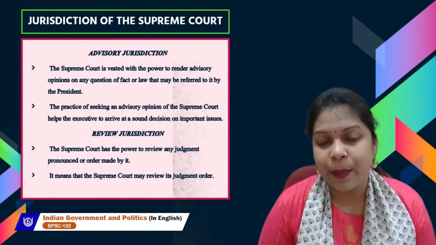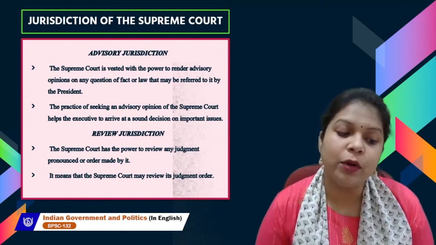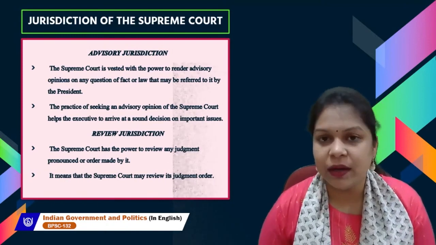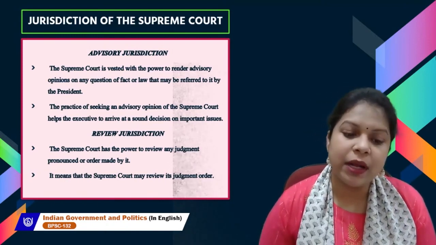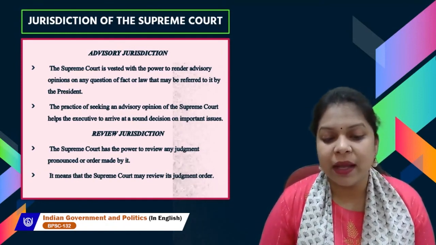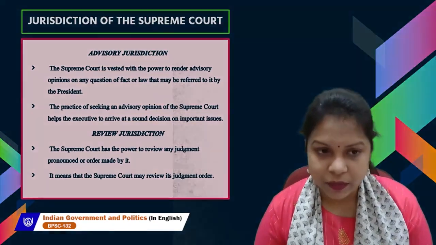Let's talk about review jurisdiction. The Supreme Court has the power to review any judgment pronounced or order made by it. So, in any court, if there is a judgment pronounced, the Supreme Court has the power to review that judgment. It means that the Supreme Court may review its judgment or order.